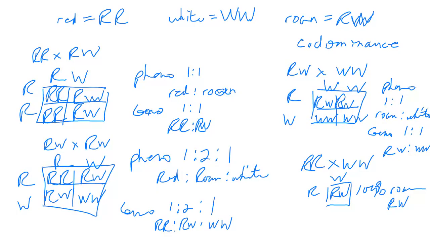So any questions on the codominance problem? Yes, you said that the offspring would be 100% roan. Can you please explain that again? Well, because the red animal can only donate a big R allele, and the white can only donate a big W. So all the offspring are going to be big R, big W. They're all going to be roan. Got it. Thank you.